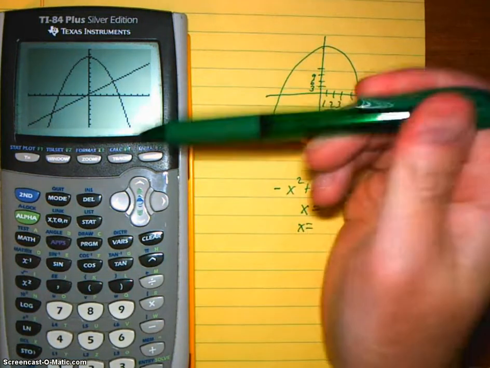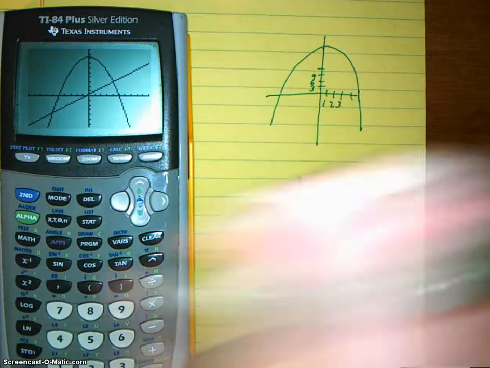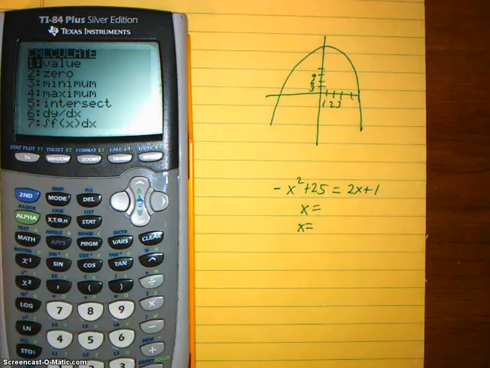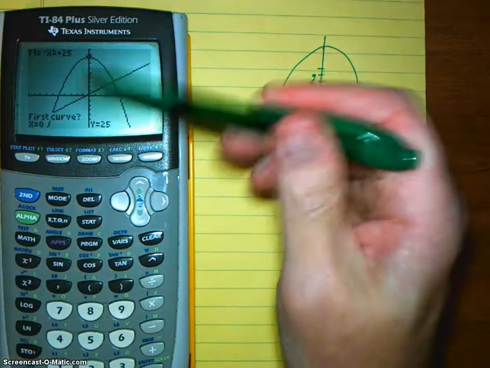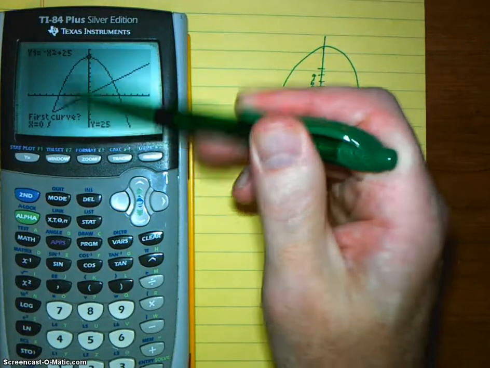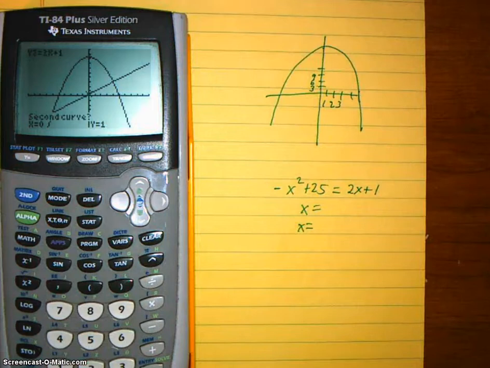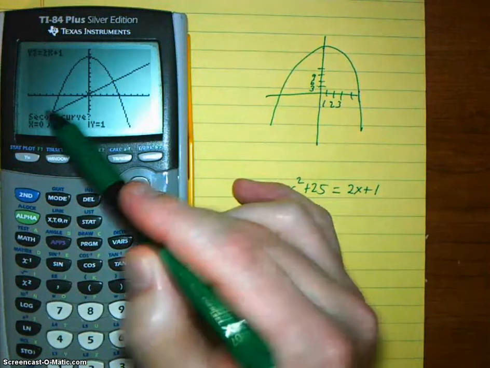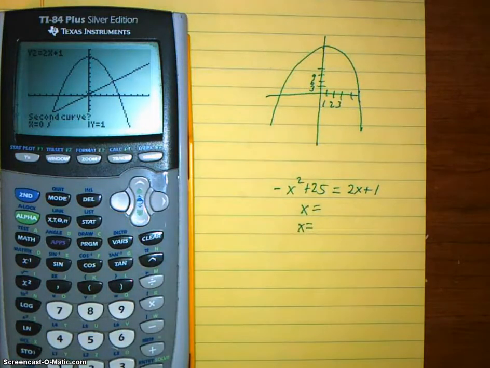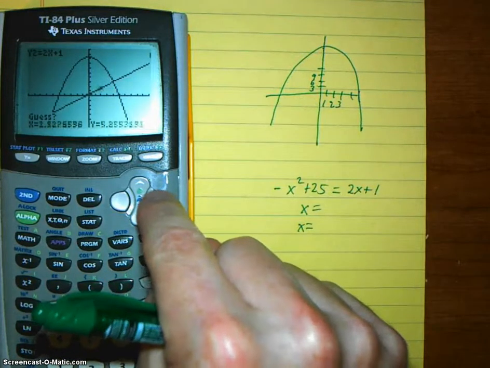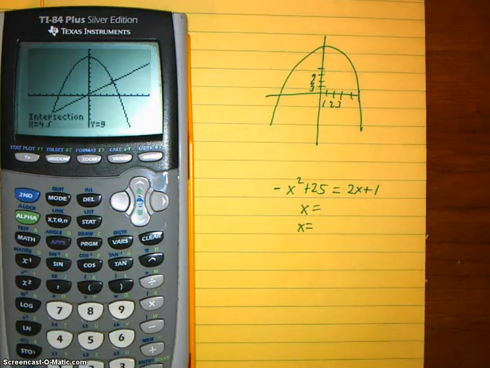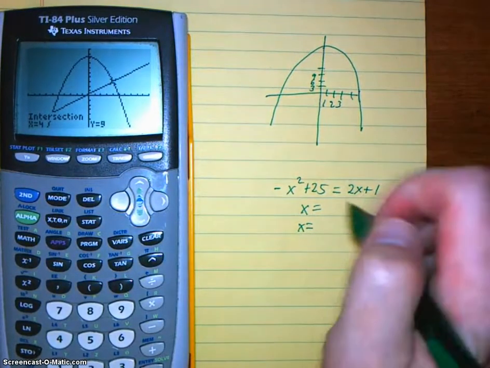We go into this calculate menu. Second, calculate. We go down to number 5, intersect. Intersect is a fancy way of saying where do the graphs cross. It asks us, is this the first curve? Yeah, so I hit enter. Then it jumps down to the line. It says, is this the second curve? Yes, I hit enter. Then it asks for a guess. So if I want to find this one over here, I move over close and I hit enter. And it tells me the answer is 4.